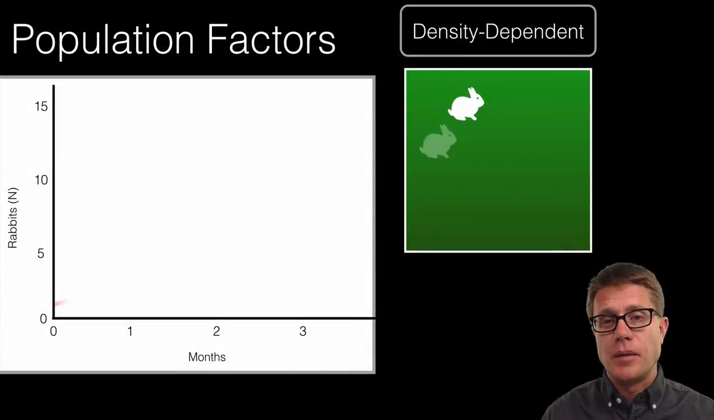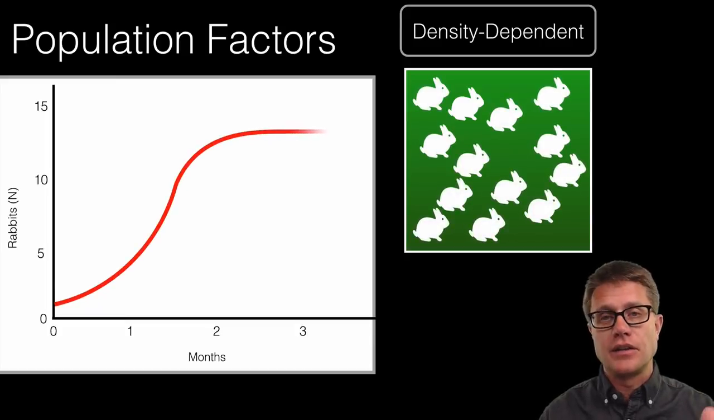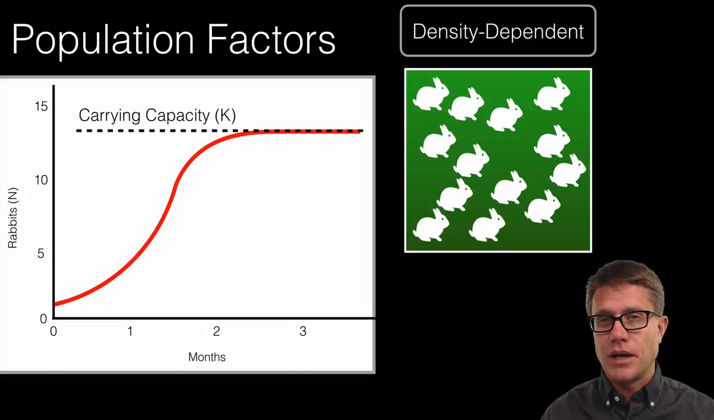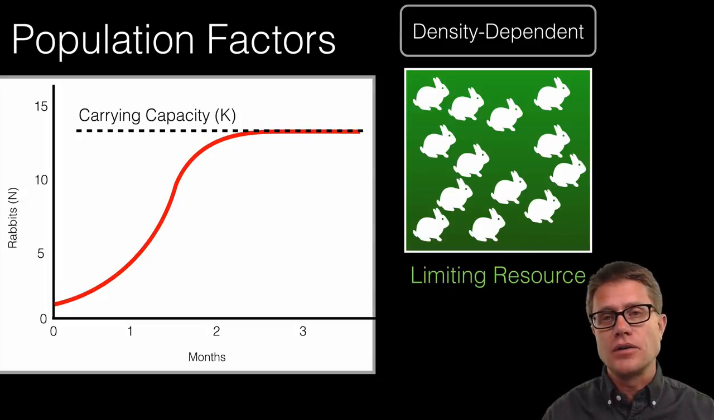So if we study a group of rabbits over time, their population will increase, but it'll eventually level out at some point. Now that leveling out point is called the carrying capacity, or the K. Now why is a population going to level out? It's because they're running out of something. They're running out of food or water or shelter. And so we call all of those things limiting resources. Disease could be another limiting resource. The more rabbits we have, the more disease, and so it's eventually going to level it off.